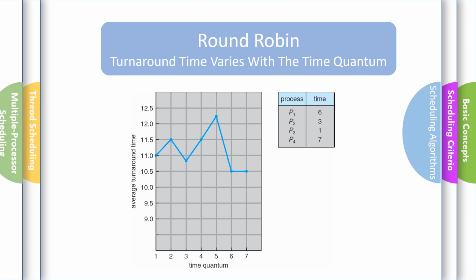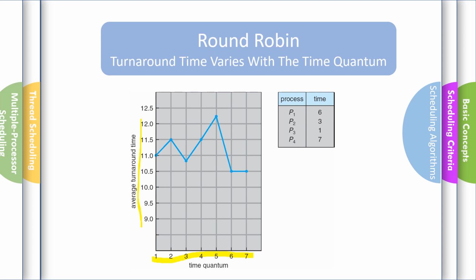In round robin, we also have to see how the turnaround time varies with the time quantum. Obviously, when the number of context switches is more, the turnaround time also will change. Here, if you see, there is time quantum as 1, 2, 3, 4, 5, 6, and on our y-axis we have the average turnaround time. If the time quantum is 1, the turnaround was 11. If the time quantum is 2, the turnaround is 11.5.